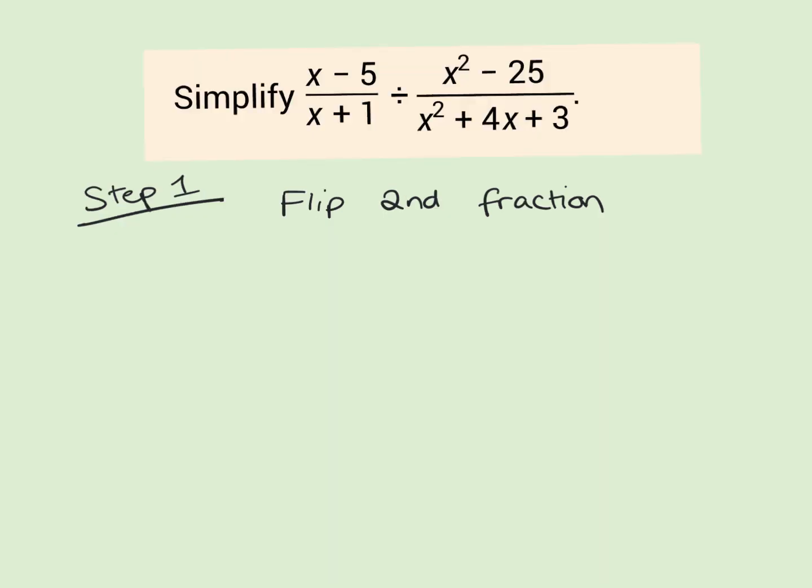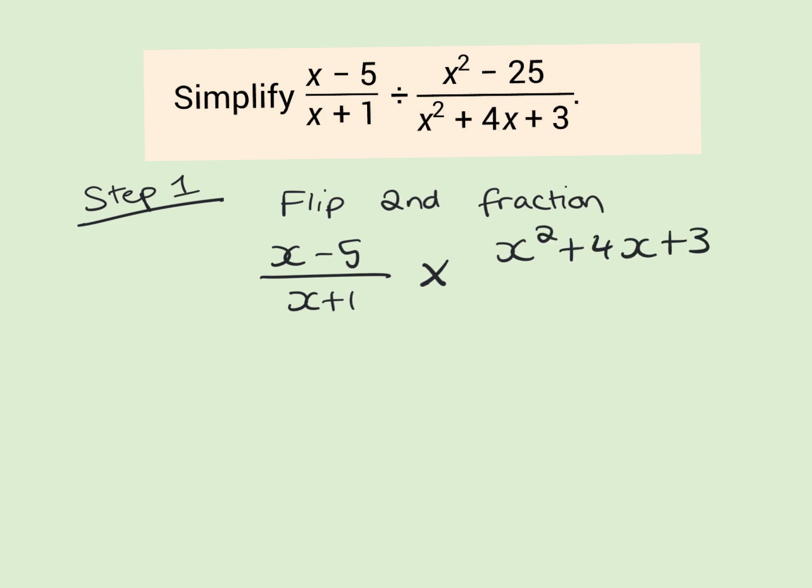Okay, so again, let's go through the example in your book. So I use the first step here to flip the second fraction. So just to rewrite it out, it's x minus 5 all over x plus 1. And then I'm going to multiply. So when we flip that fraction, we're multiplying. So we're going to have x squared plus 4x plus 3 on the top line. And then my bottom line is going to be x squared minus 25.